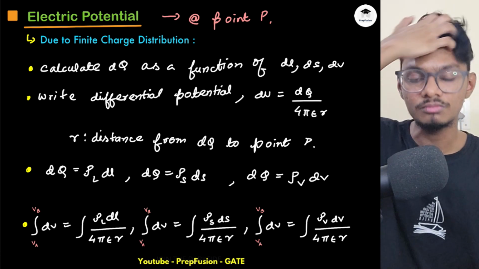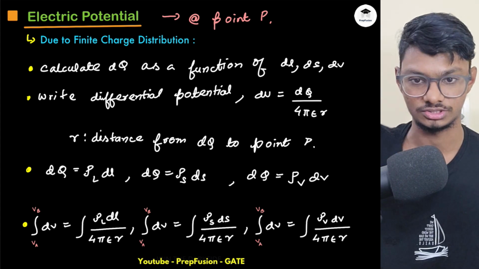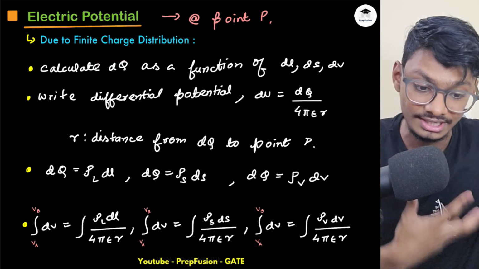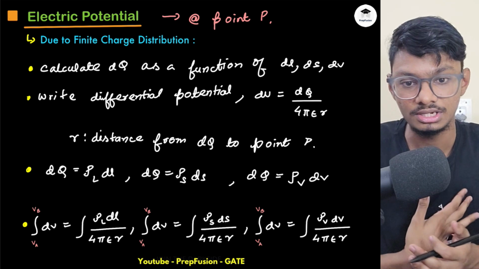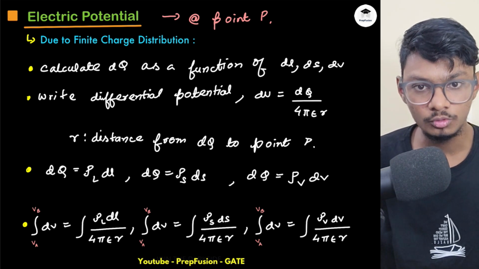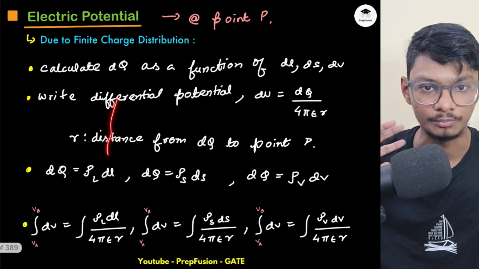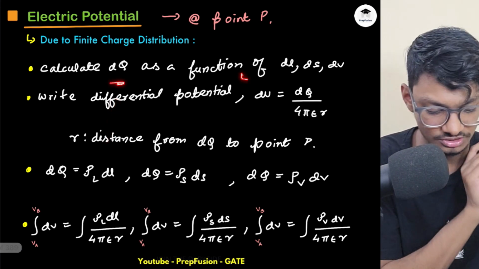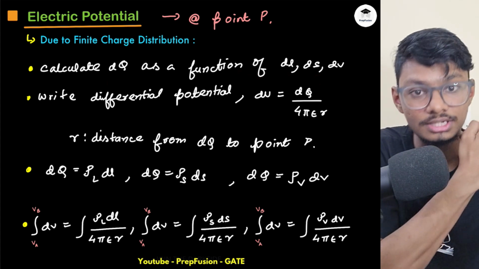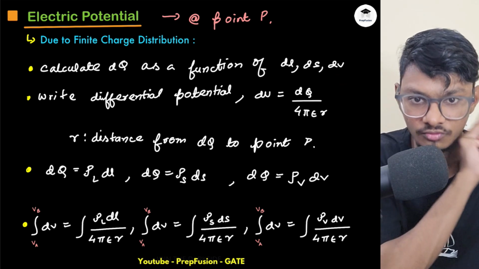Now we'll start with our potential discussion that we were doing in the previous lecture. Today we'll do it for finite charge distributions. This doesn't get asked often, but if you have to compute a generalized expression, not a standard one, this is how you compute. You take a small charge dq as a function of dl, ds and dv, that is, a small length for a line charge distribution, a small surface for a surface charge distribution, a small volume for a volume charge distribution.